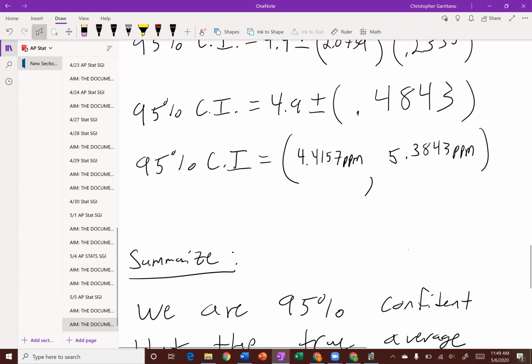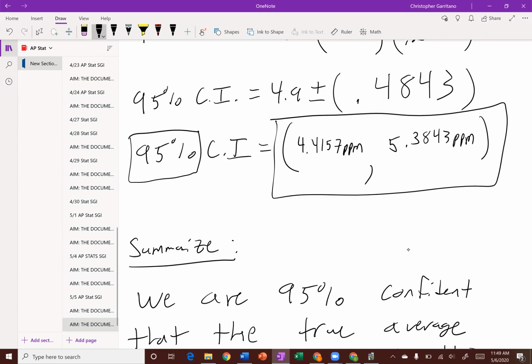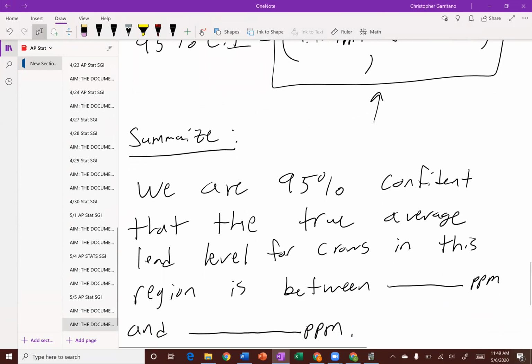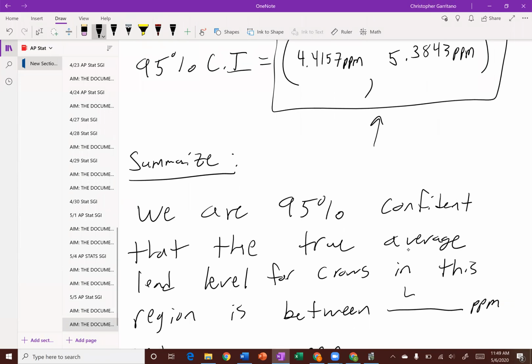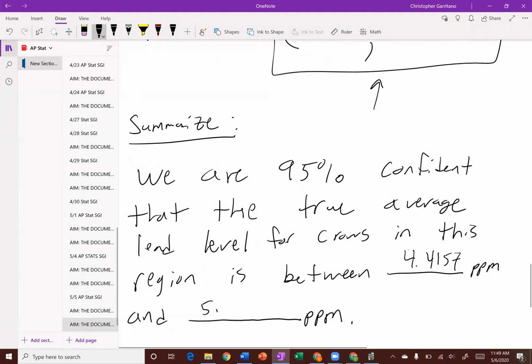So when we interpret the interval itself, we are saying, what do these numbers mean? When we interpret the confidence level, we're saying, what does this number mean? So today we're interested in, what do these numbers mean? The interval. So we go on to say that we are 95% confident that the true average lead levels for crows in this region is between 4.4157 parts per million and 5.3843 parts per million.